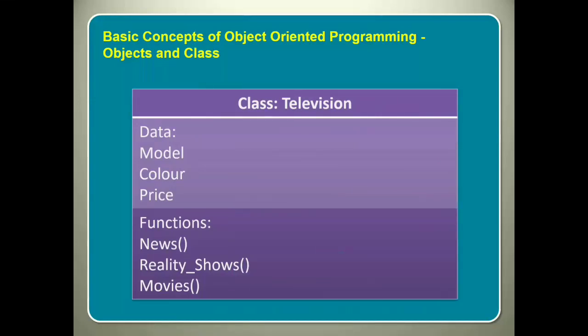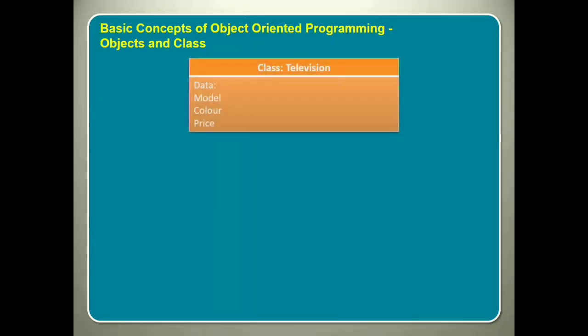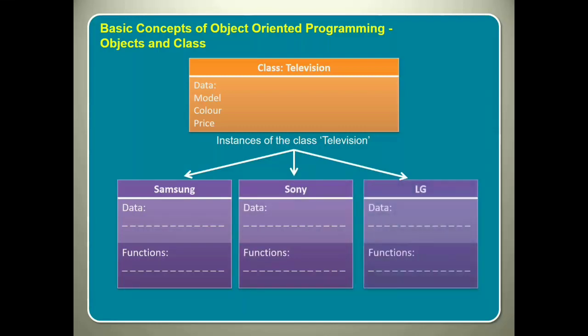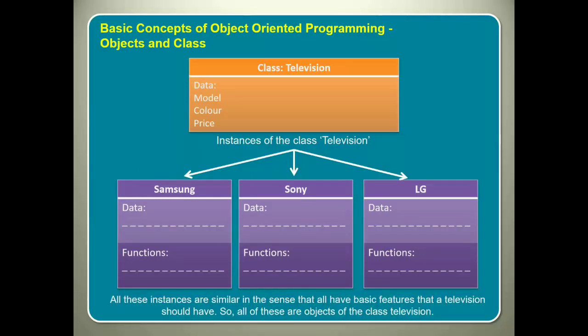Now, let us take the example of the class television, which is represented in the block diagram as displayed on the screen. Take a look at the block diagram of the objects created as instances of the class television. In the shown example, Samsung, Sony, and LG are all instances of the class television. All these instances are similar in the sense that all have basic features that a television should have. So, all of these are objects of the class television.